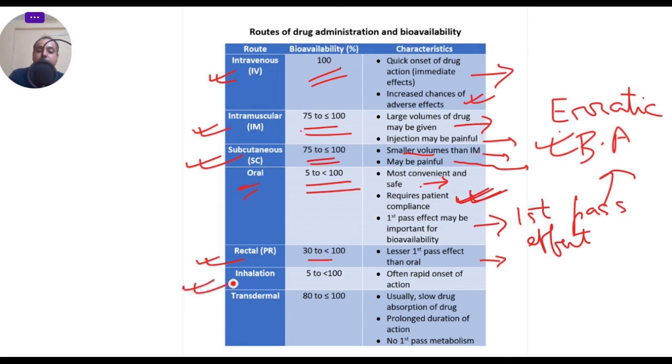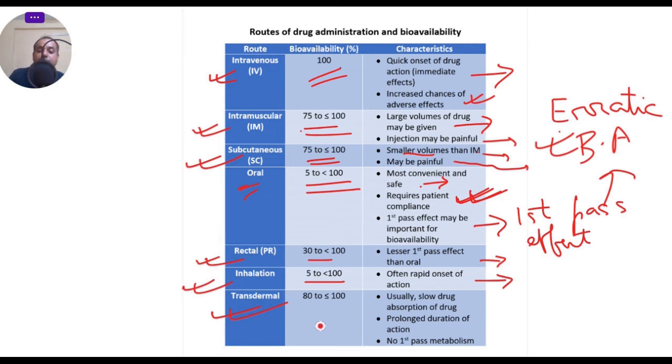The next route is the inhalational route. For the inhalational route, the bioavailability varies from 5 to less than 100%, but there is often a rapid onset of action. Now in the upcoming lectures, we are going to see how this is happening. Another route that we have is the transdermal route.